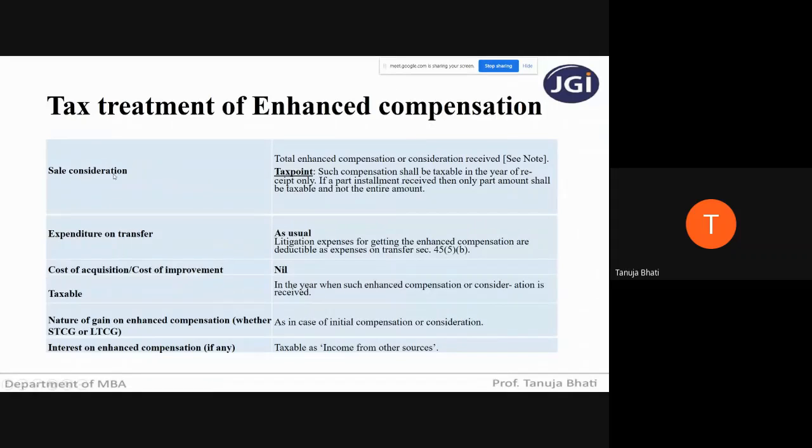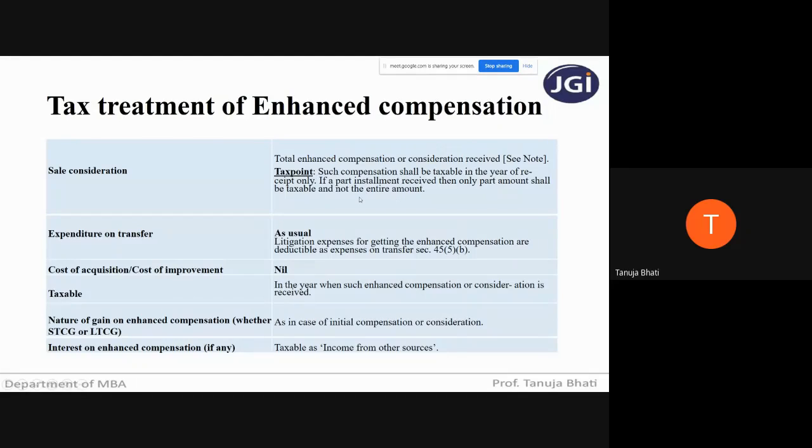Sale consideration, you have to take total enhanced compensation or consideration received. See students, enhanced compensation means only, now in my example, 50 lakhs and 54 lakhs, 4 lakhs only will be your enhanced compensation. So 4 lakhs will be your sale consideration. Now, such compensation shall be taxable in the year of receipt only. If a part installment is received, then only part amount shall be taxable and not the entire amount.